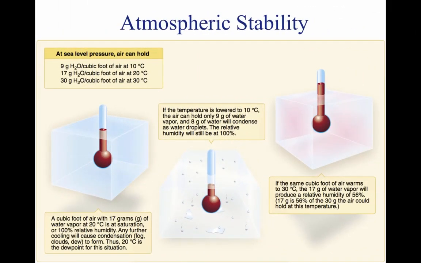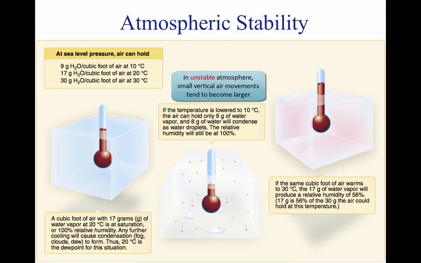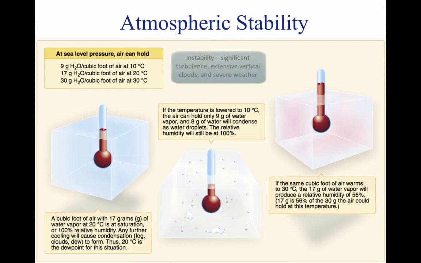The stability of the atmosphere depends on its ability to resist vertical motion. A stable atmosphere makes vertical movement difficult, and small vertical disturbances dampen out and disappear. In an unstable atmosphere, small vertical air movements tend to become larger, resulting in turbulent airflow and convective activity. Instability can lead to significant turbulence, extensive vertical clouds, and severe weather.